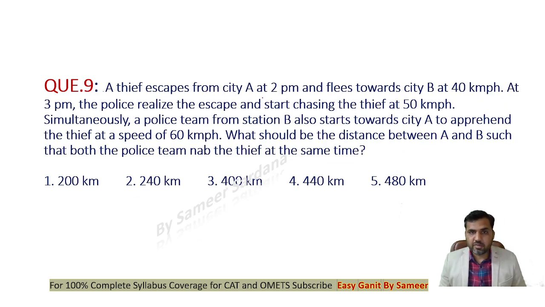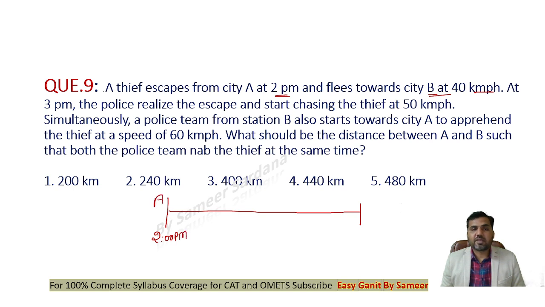A thief escaped from city A at 2 p.m. and flees towards city B at 40 kilometers per hour. The thief is running at a speed of 40 km per hour. At 3 p.m., the police realize the escape and the police at A start chasing the thief at 50 km per hour.